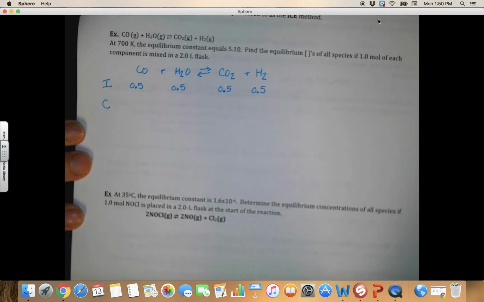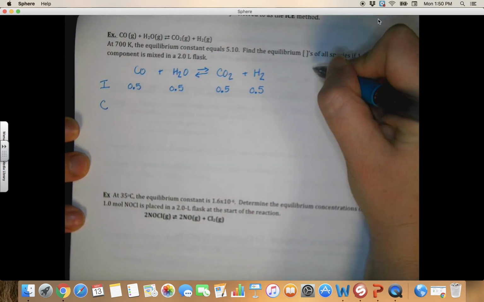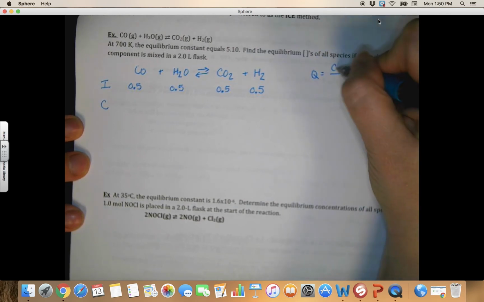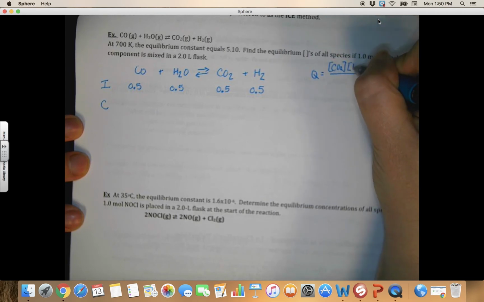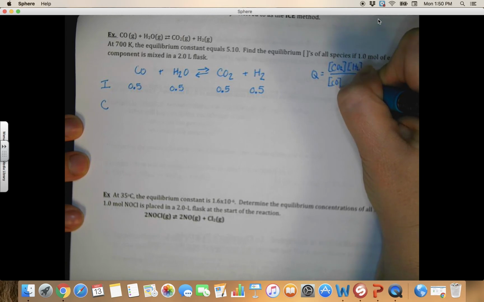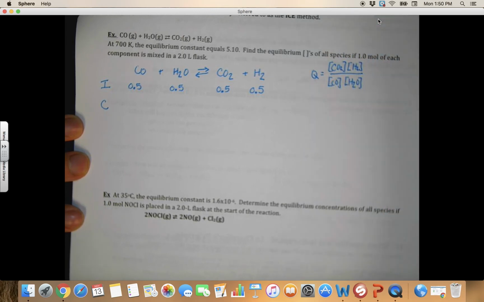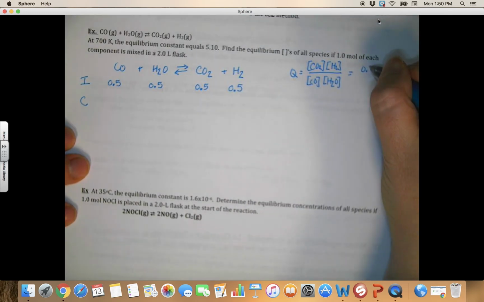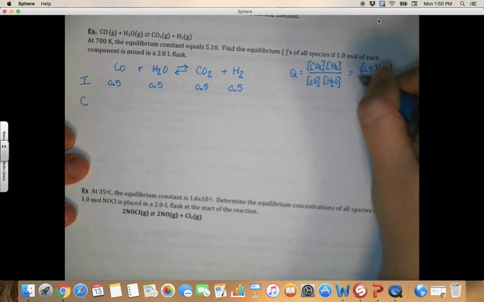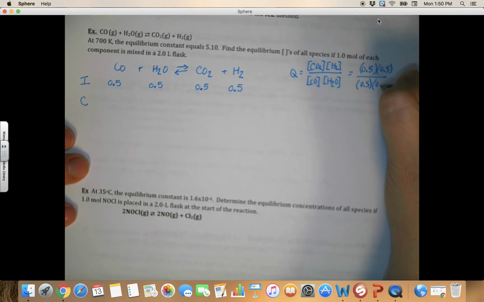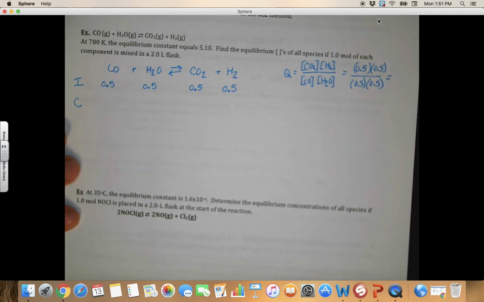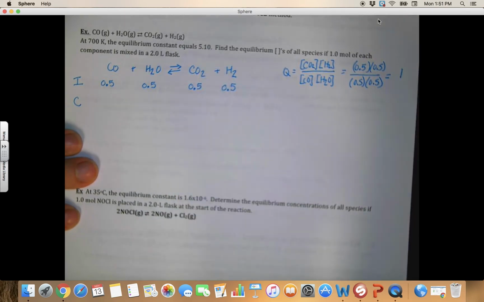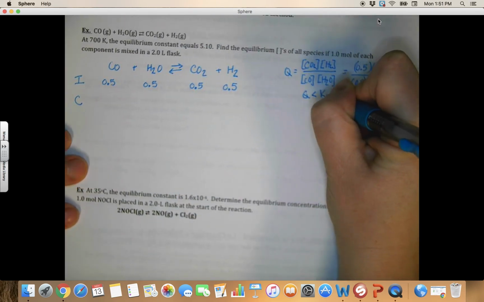So we're going to go over here, and we're going to write our Q expression. We're going to put in our products over our reactants. And here, everything has a coefficient of 1, so it's all raised to the first power. And I'm going to put in my initial values to find out. Hopefully we see that all of that turns into 1. Well, Kc is equal to 5.1. So Q is less than Kc.